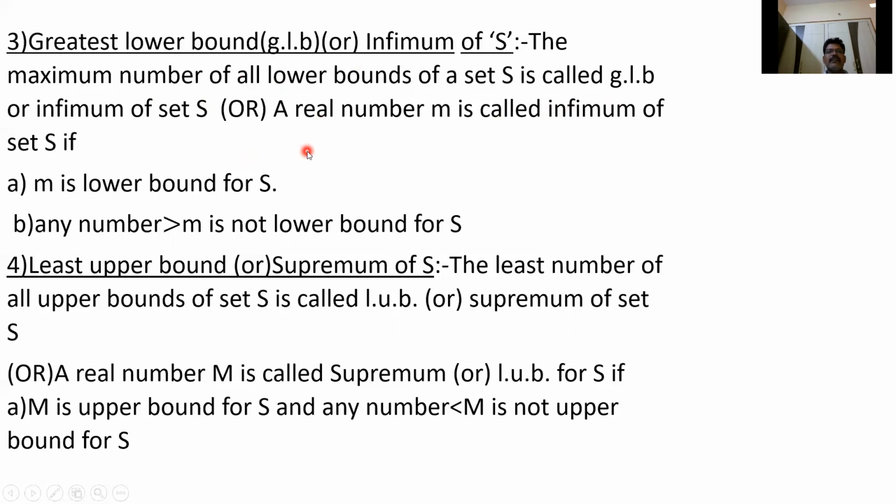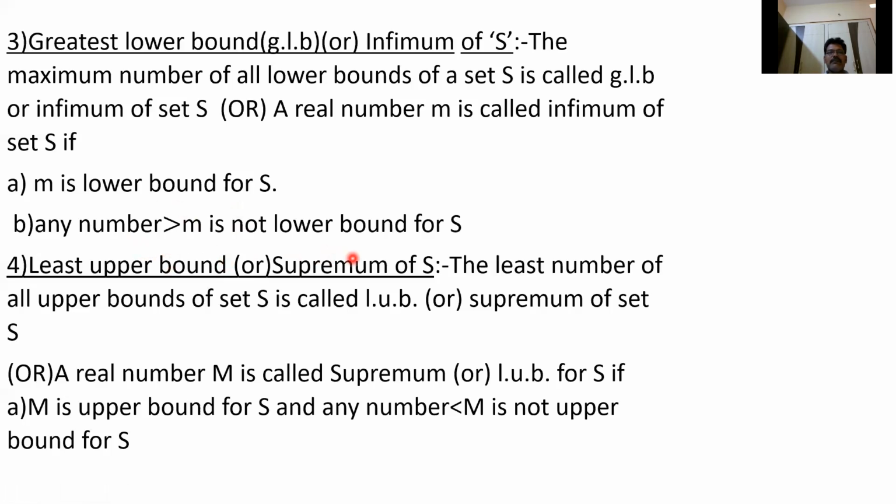Another definition: a real number M is called the infimum of set S if, first, M is a lower bound. Second, any number greater than M is not a lower bound for S. So if M is a lower bound and any number greater than M is not a lower bound for S, then M is called the infimum or greatest lower bound of S. Because M is the greatest lower bound, in the definition any number greater than M is not a lower bound for S.